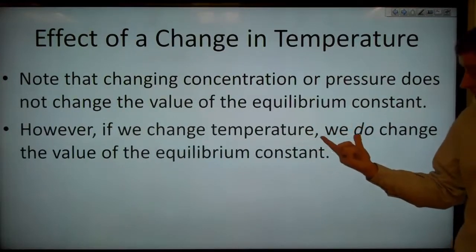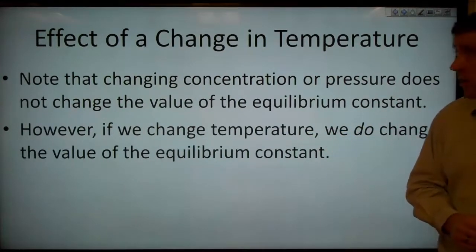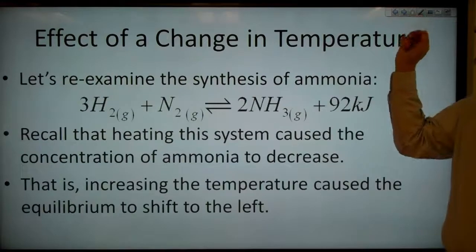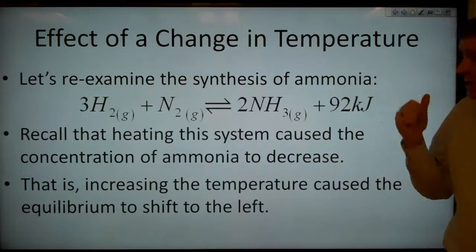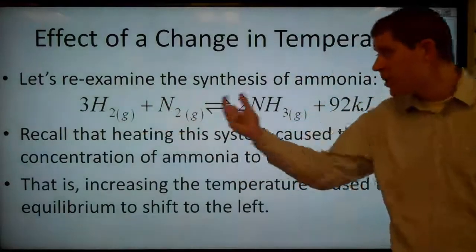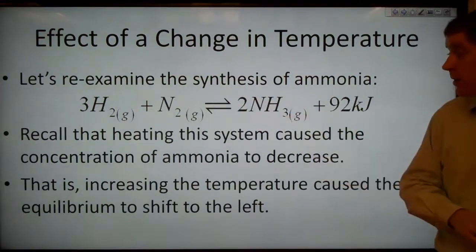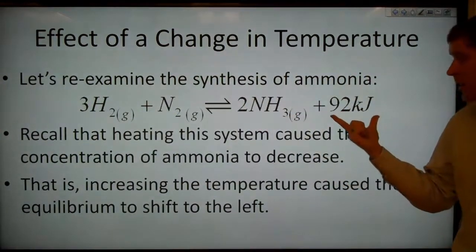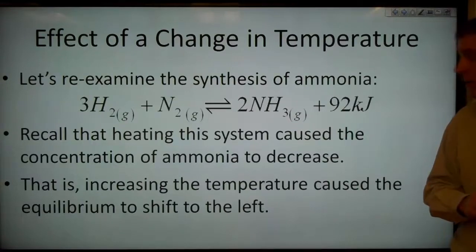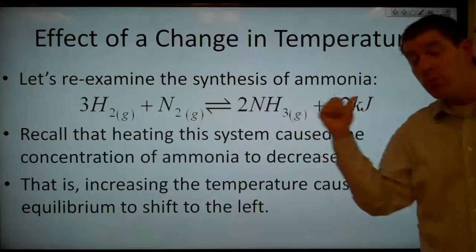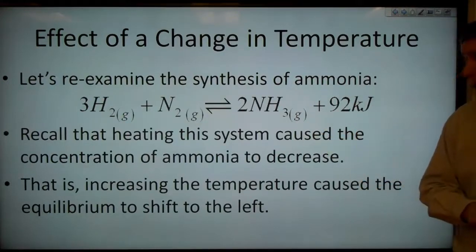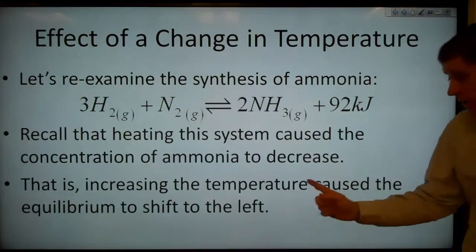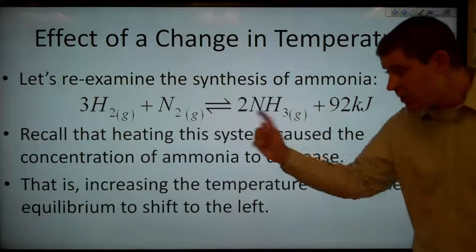But if we change the temperature, we do change the value of the equilibrium constant. So let's look at the effects of changing the temperature. Let's re-examine the synthesis of ammonia. We have the hydrogen plus nitrogen react to yield the ammonia, and now I've added in this plus 92 kilojoules. So we get energy out as we move from left to right. So recall that heating this system causes the concentration of ammonia to decrease, which means that increasing the temperature caused the equilibrium to shift to the left.